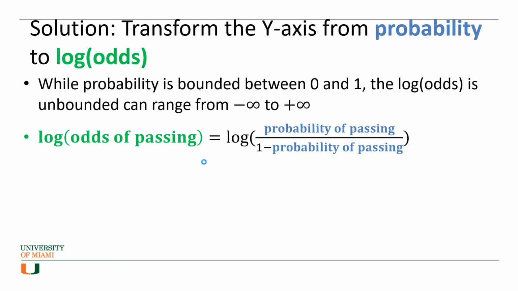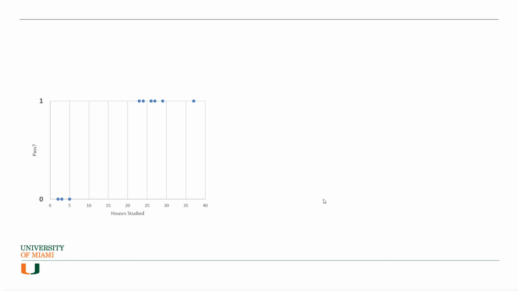And this is the very simple formula to calculate the log odds. And we have talked about this in the previous videos as well. So log of odds of passing could be calculated as the log of the ratio between the probability of passing and 1 minus probability of passing. Now let's look at this using the example that we are working with.